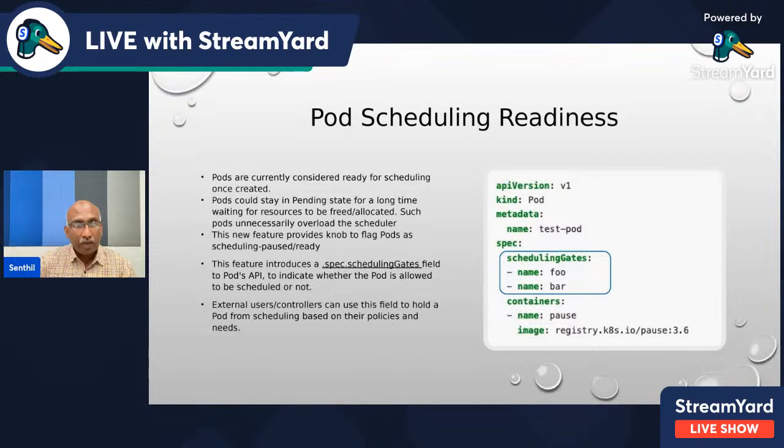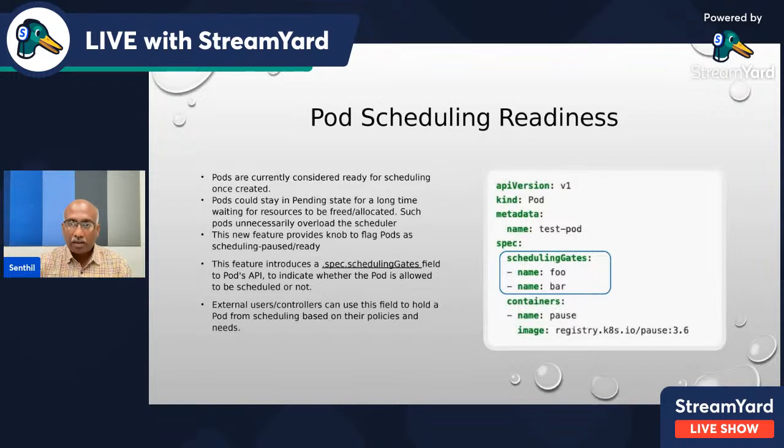So this new feature called pod scheduling readiness provides a knob to flag whether the pod is ready for scheduling or not. This is called scheduling gates within the pod specification. So whenever you create a pod, you add something called scheduling gates, and you add a list of key value pairs in the scheduling gates section, right?